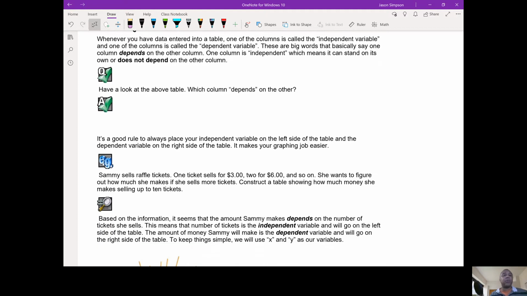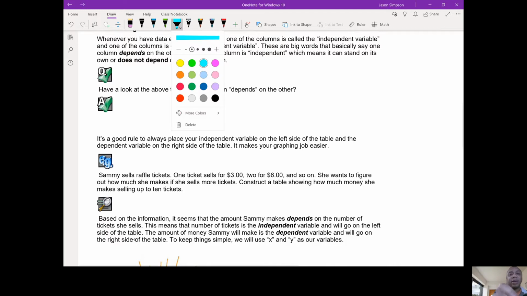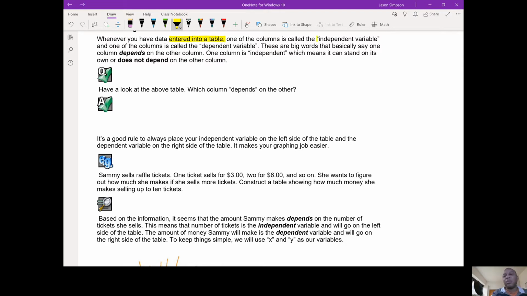Now, whenever we enter data into a table, one of the columns is called the independent variable. Now the independent variable, you're always going to call that the y value. So that's the y column.